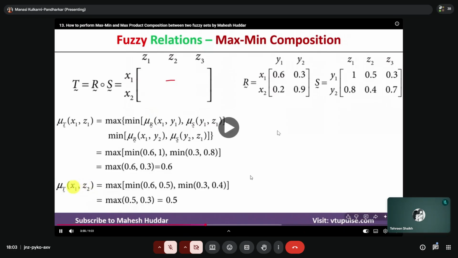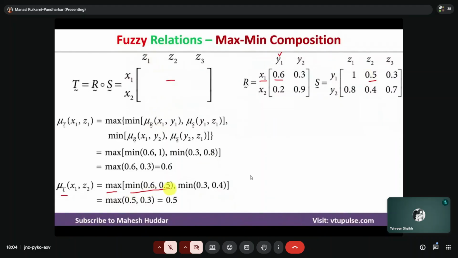Let's go for the next one, x1 z2 in fuzzy relation T, which is equivalent to, again, we need to get a max of two minimum values. That is, we need to start at x1 and then we need to end at z2 here. So I will start at x1. I will go up to y1 here. What is the value we will have? That is 0.6. From y1, I will go up to z2, that is 0.5. So between 0.6 and 0.5, what is the minimum we need to get? That's the first component here.